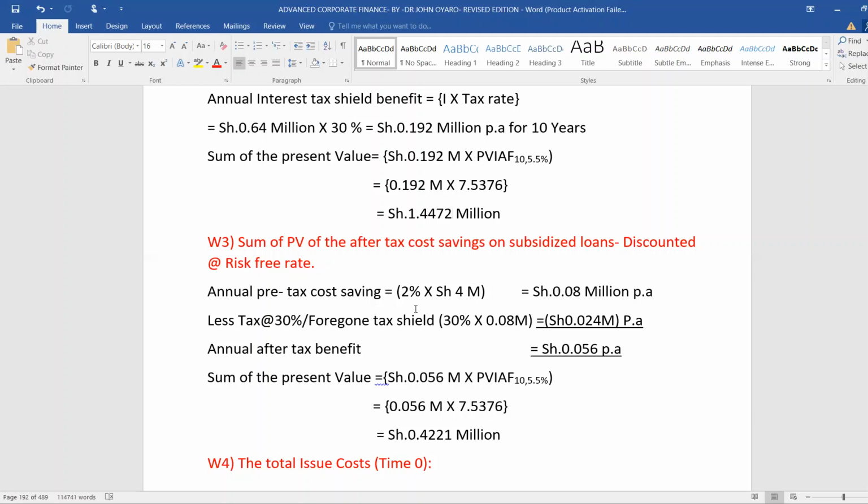Yes, it's correct. Now that they are saving this much on that interest, they forego the tax shield on that. Fine, you are saving 0.08 million, but you'll not enjoy the tax shield on that saving. That foregone tax shield is 30% of 0.08, which is 0.024. This is an opportunity cost. So the net saving should be 0.056 per annum for 10 years.